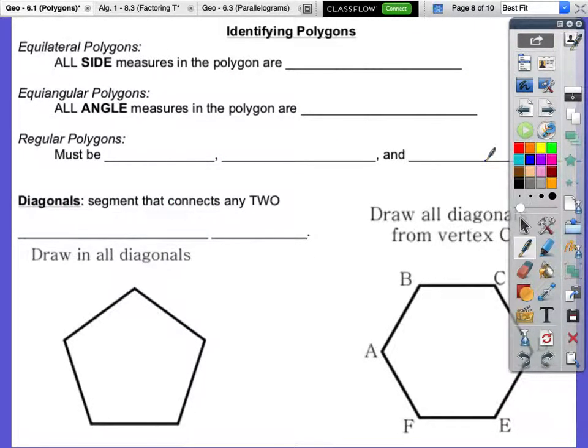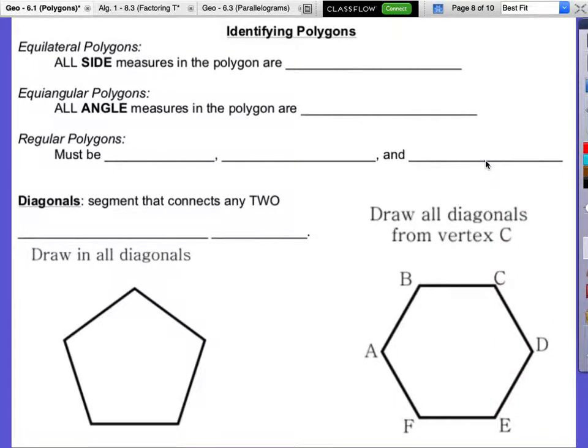So an equilateral polygon is where all side measures in the polygon are equal in measure, which we call congruent. The sides are going to be congruent then. Just like when we had an equilateral triangle, all the sides were congruent.